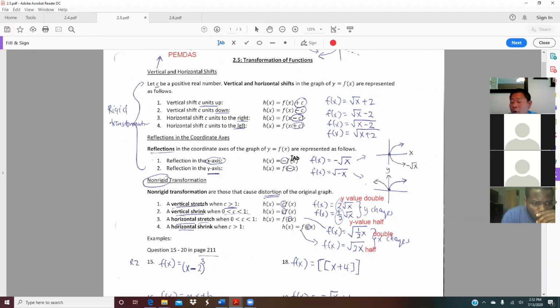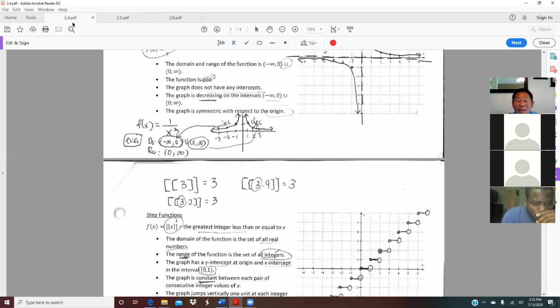Okay. I will post some Khan Academy on this. They have all this in Khan Academy. So I'll post it in D2L so you guys can watch it if you want to have more information on how we do all this transformation because it's very, very important.